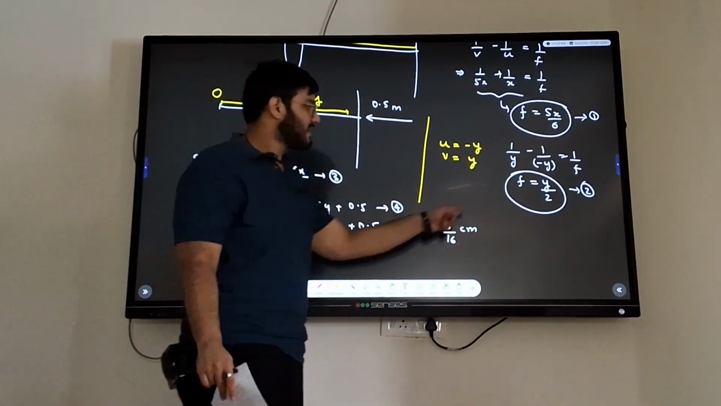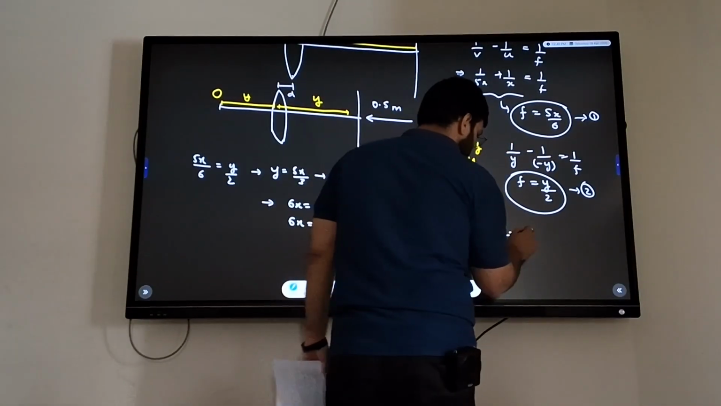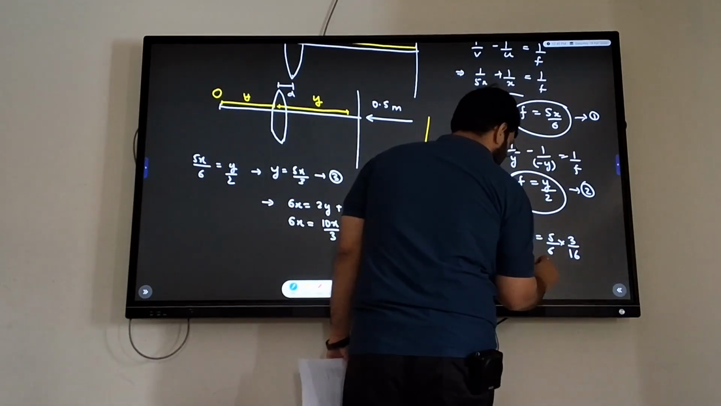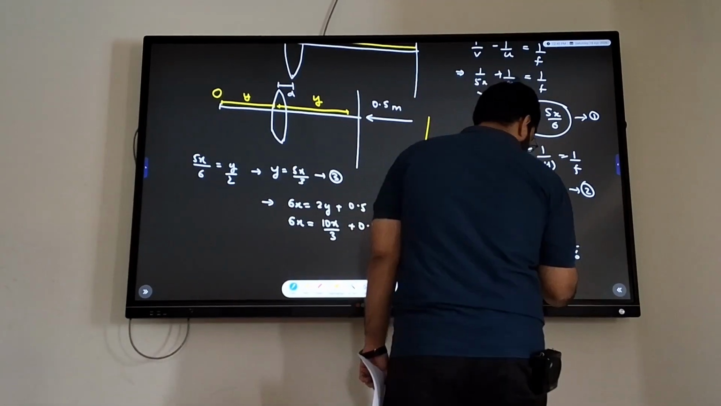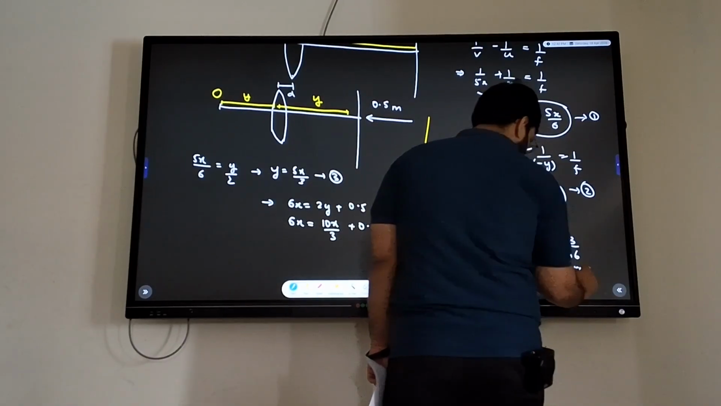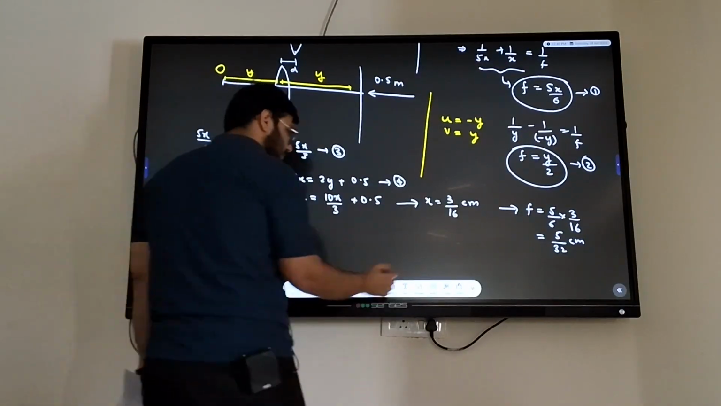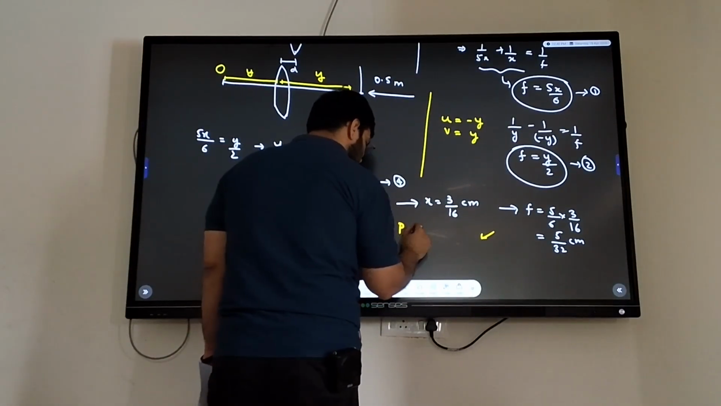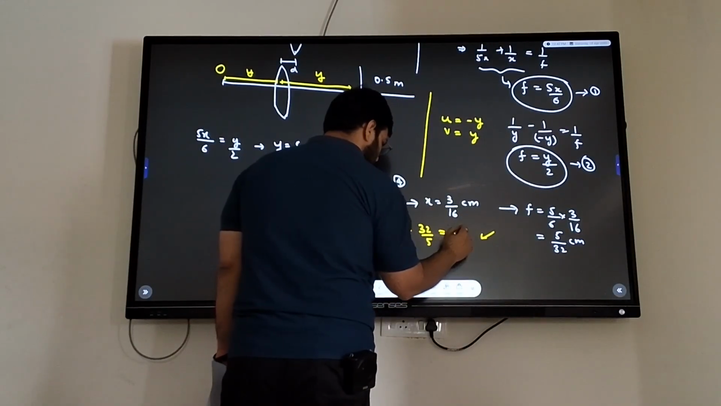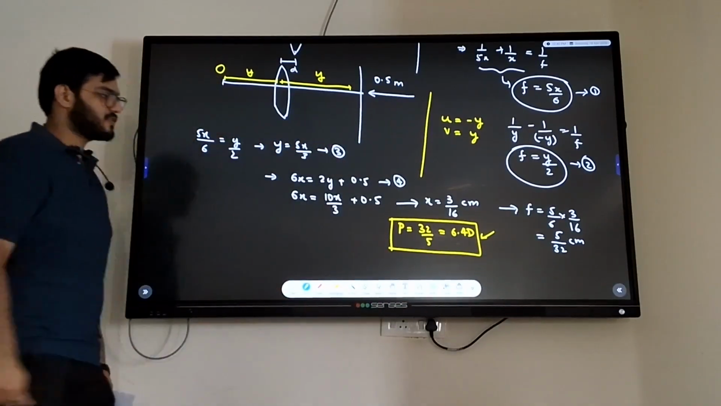If x is equal to 3 by 16, then what is f? What is the value of f? 5 by 6 into 3 by 16, and then you will get 5 by 32. Then what will be the power? Power is equal to 32 by 5, and 32 by 5 is equal to 6.4.